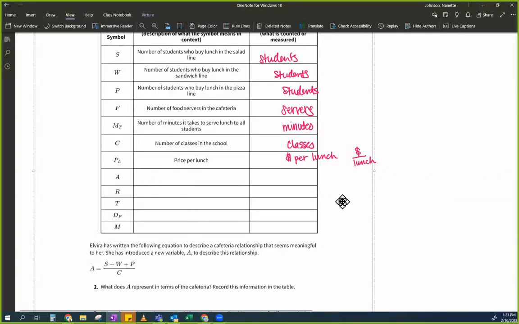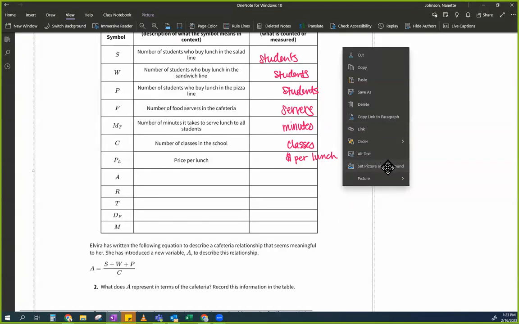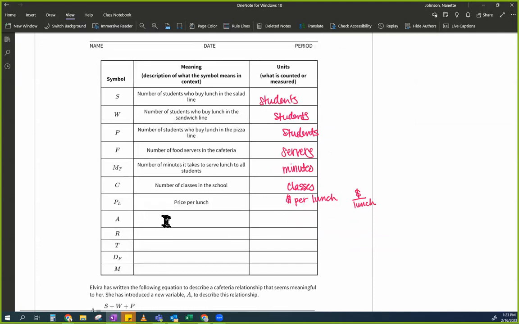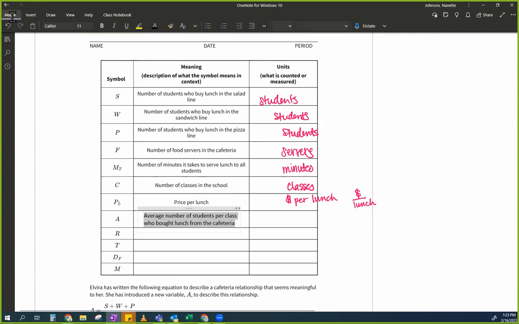So I'm going to type that out really quick just so that you guys see this. Average number of students per class who bought lunch. Let's say who bought lunch, because sometimes you guys bring your own lunch. Let me put this outside of that text.